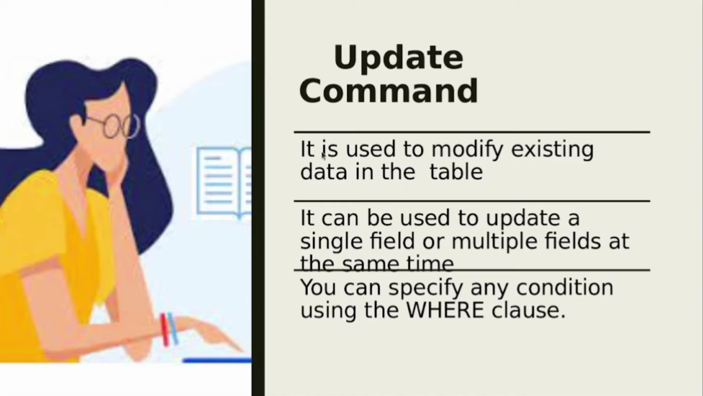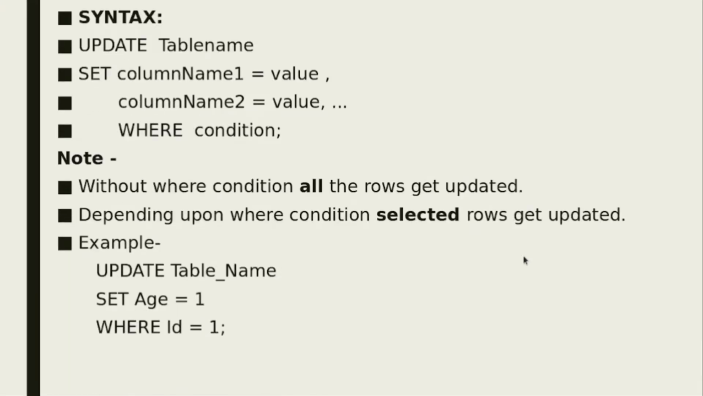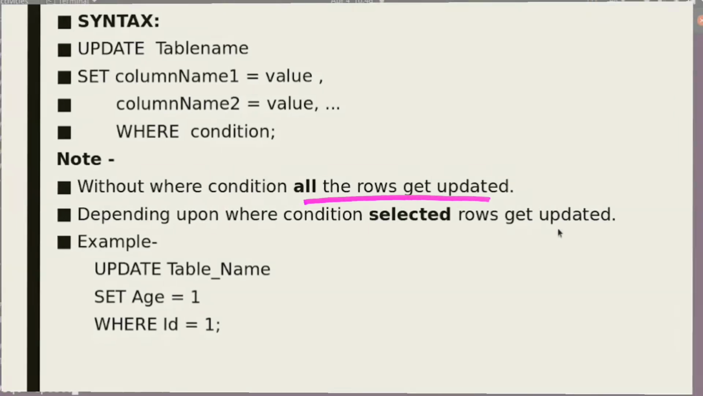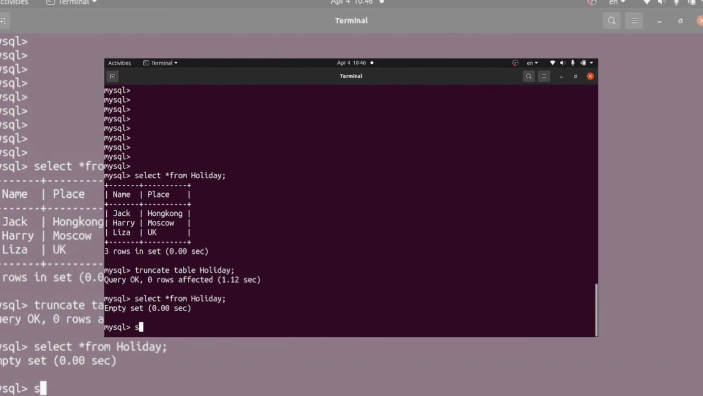Update command. It is used to modify existing data in the table. It can be used to update a single field or multiple fields at the same time. You can specify any condition using the where clause. So let's see the syntax of it. Update table name, set column name 1 is equal to value, column name 2 is equal to value, where condition. Without the where condition, all the rows get updated. So note it down, this is an important topic. Depending upon the where condition, selected rows get updated. So let's check it with an example.